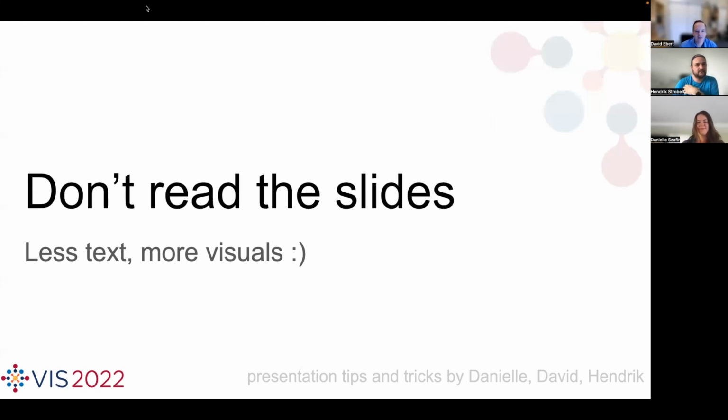I'm a strong believer that you shouldn't read your slides. It doesn't matter if you don't cover all the points there. You should talk about the main key ideas, the one or two key ideas from your slides, and the people can glance at the slides and fill in the details.